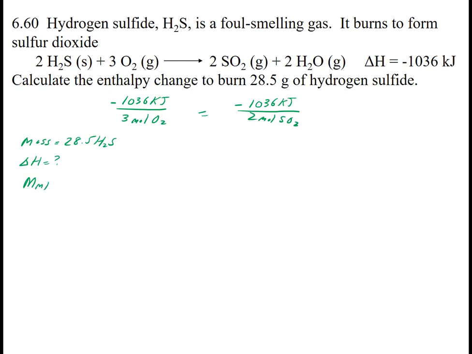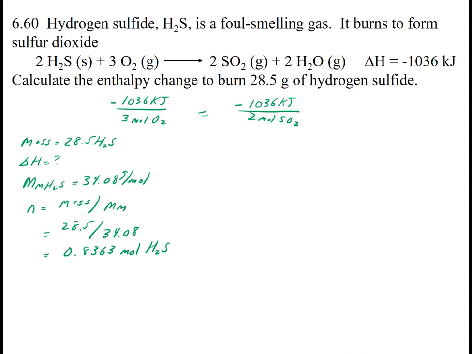I need to find the molar mass of H2S, and I'm not going to break it up into steps, but it's the same thing as 2 times the hydrogen plus the sulfur. So the molar mass is 34.08 grams per mole. We've been doing that a lot this semester. And so to find n, or the moles, it's the mass divided by the molar mass. So it's going to be 28.5 divided by 34.08, and I get 0.8363 moles of H2S.